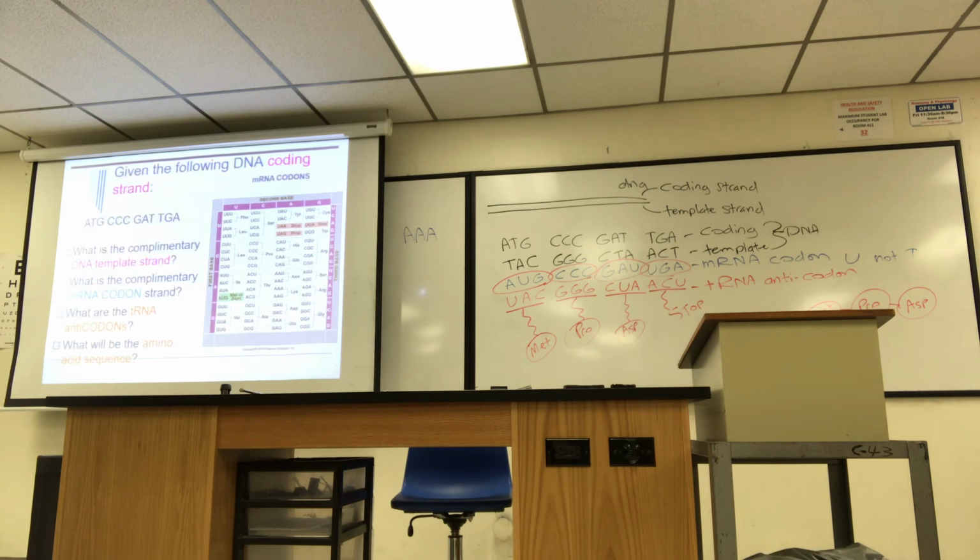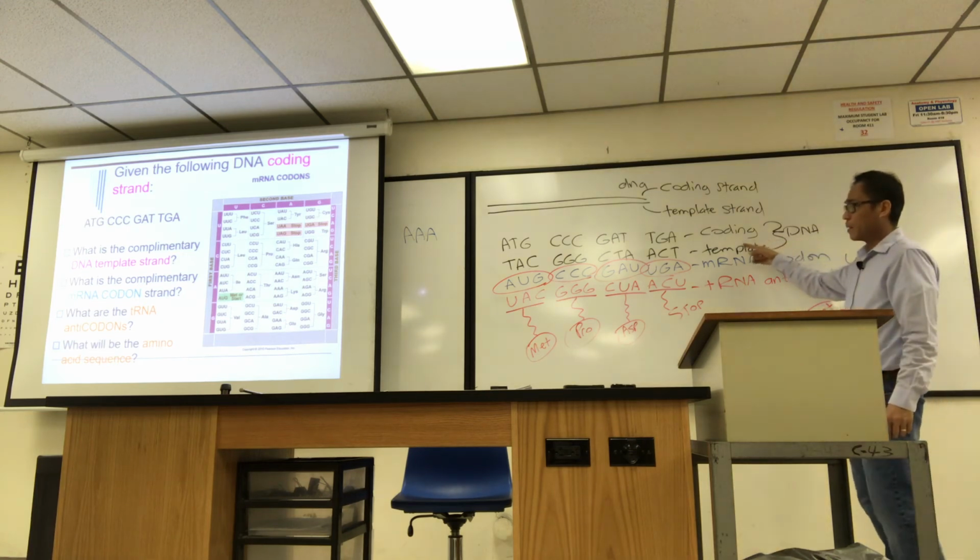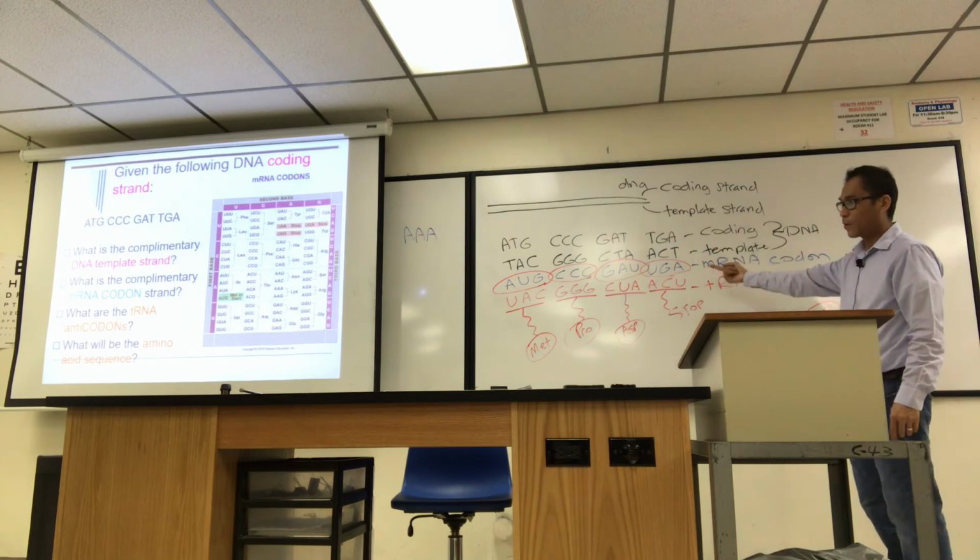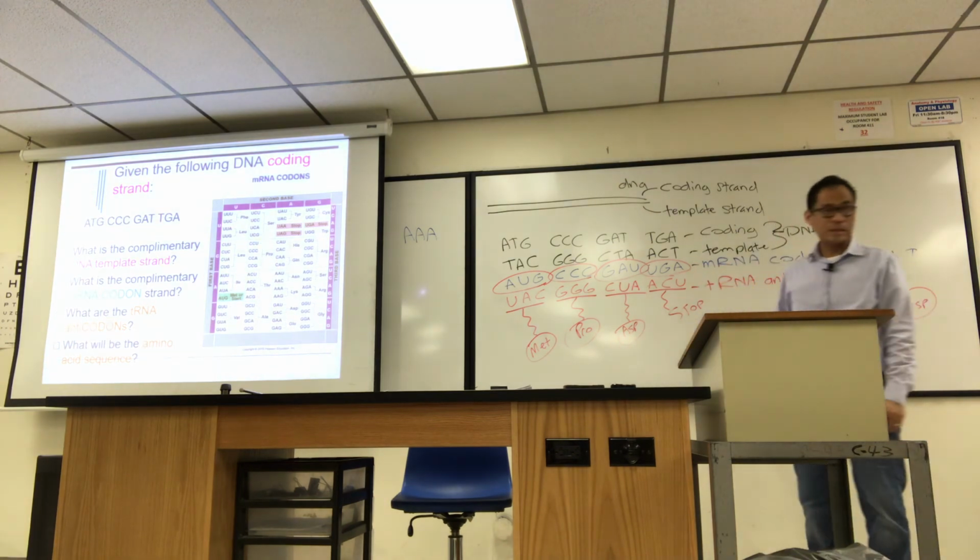So that's this next slide. We did it. If I give you a coding strand, you should be able to base pair to get the template strand. Then you should be able to base pair to get the codon, and then the anticodon, and then figure out what the amino acid sequence is.